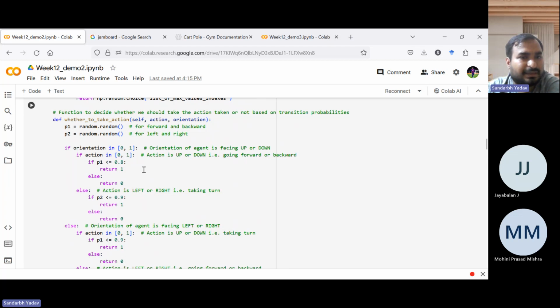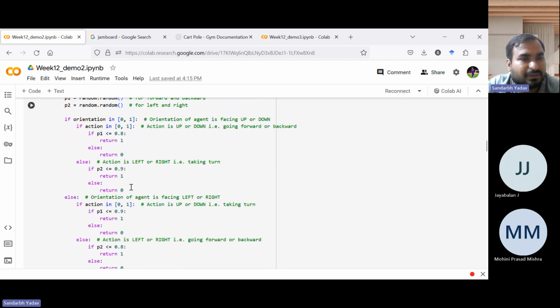There is also the concept of orientation. If you are already facing up and down, and the action is up and down, then you are moving forward in this case. So with 0.8 probability you will actually move; otherwise, with the remaining probability, you will stay at the same place. So this will return 1 if you are actually taking that action, and 0 if you are not taking that action.